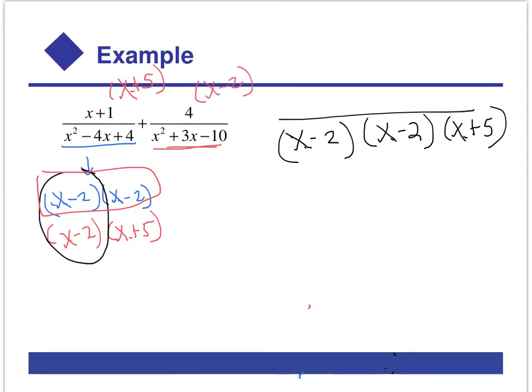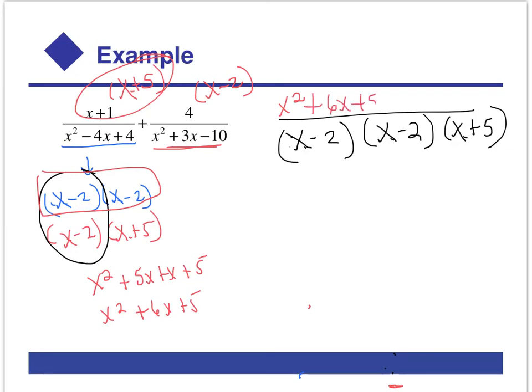So I'm going to go ahead and FOIL these out right here. So I get x squared. So x times x is x squared, then x, let's do it down here. So we get x squared plus 5x plus x plus 5. So we get x squared plus 6x plus 5. So now we get x squared plus 6x plus 5.